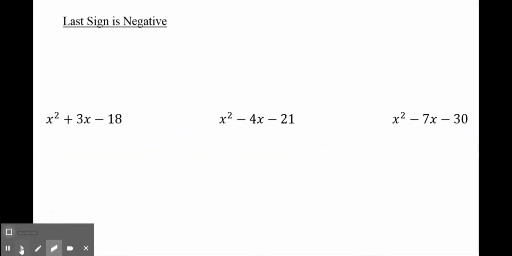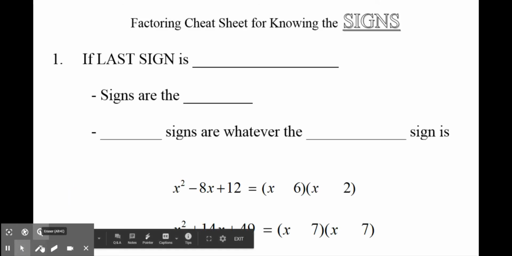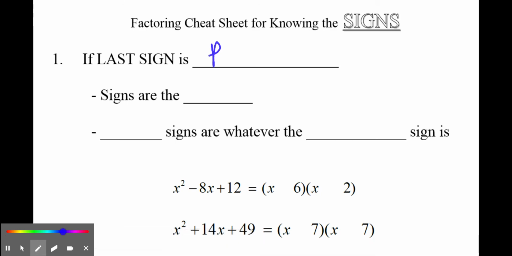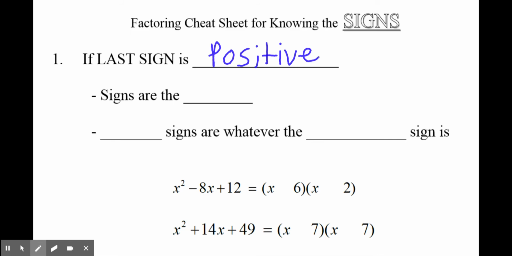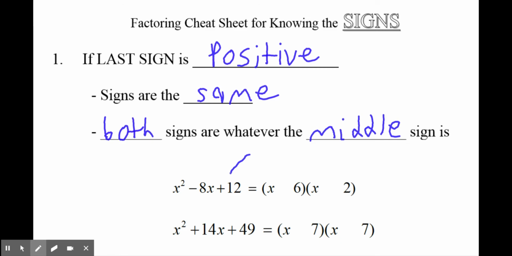All right, I'm going to clarify all these rules so I have them in one place so that you can reference them again. We already said that if the last sign is positive, the signs are going to be the same, and both signs are going to be whatever the middle sign is. A few examples. The last sign is positive, they both get the middle sign. The last sign is positive, they both get the middle sign.